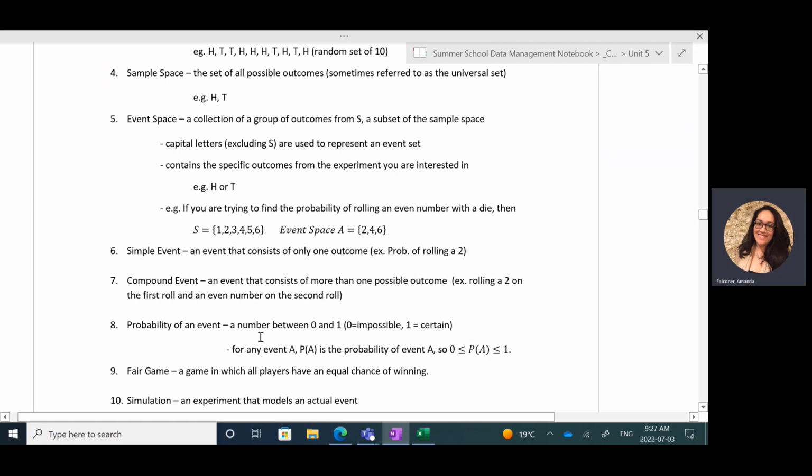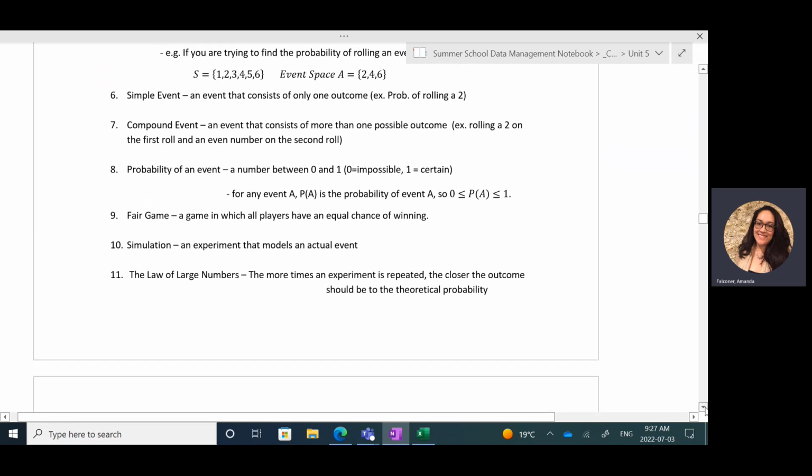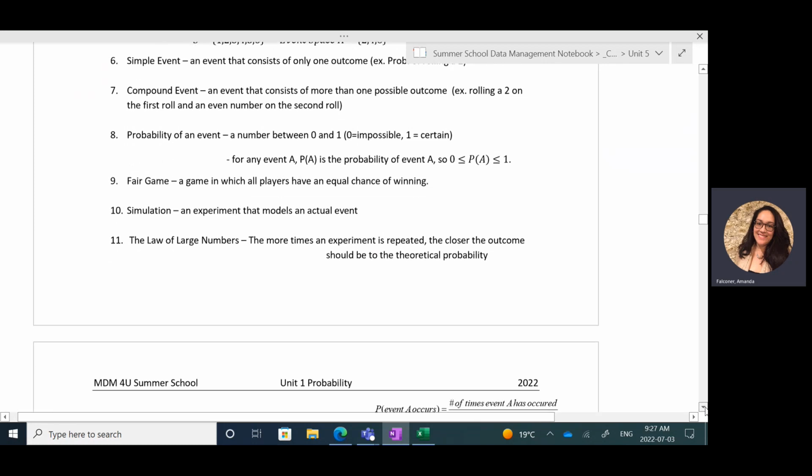The probability of an event is a number between 0 and 1, 0 being impossible and 1 being certain. For any event A, the probability of event A is less than or equal to 1, and greater than or equal to 0. A fair game is a game in which all players have equal chance of winning. A simulation is an experiment that models an actual event. And the law of large numbers, this is what we'll see today: the more times an experiment is repeated, the closer the outcome should be to theoretical probability.